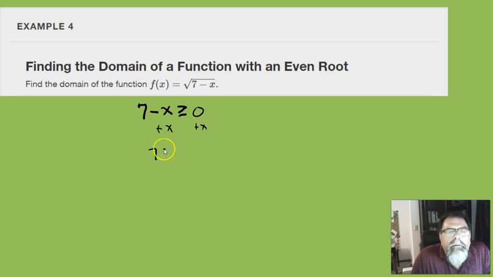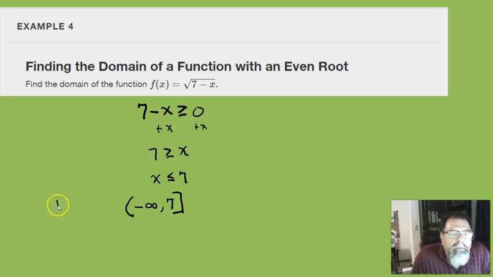Now remember, when you write using this inequality, when you want the solution set, you want to put the x on the left side. So when you switch it around, you've got to switch the inequality sign as well. The bigger number is the bigger number. 7's bigger than x. x is smaller, so it's less than or equal to 7. And again, if you think number line, for interval notation, we're going to start at negative infinity and go up to 7. We're including the endpoint 7, so we put a bracket, right? And that's our domain.